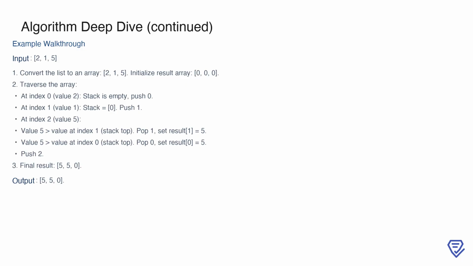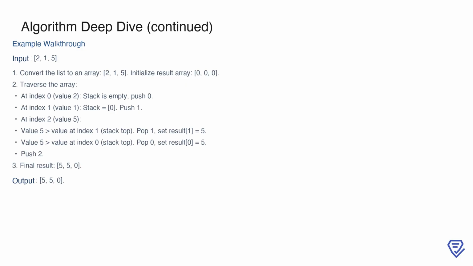At index 1, the value is 1. The stack currently contains 0. Because 1 is not greater than 2, we push index 1 onto the stack. At index 2, the value is 5. Now, 5 is greater than the value at index 1, so we pop index 1 from the stack and set result[1] to 5. Similarly, 5 is greater than the value at index 0, so we pop index 0 and set result[0] to 5.